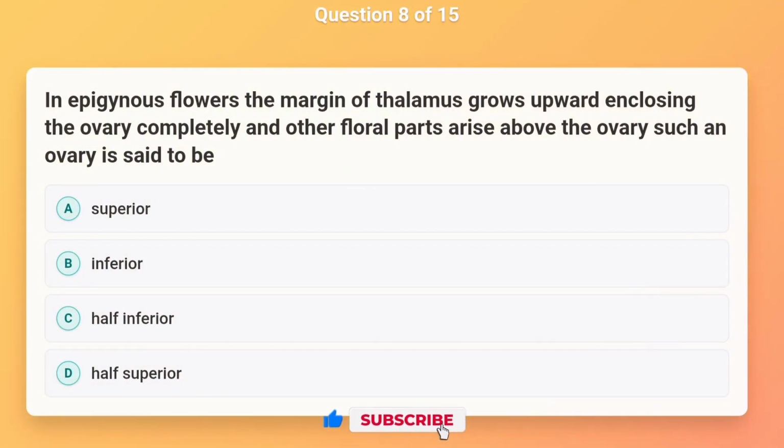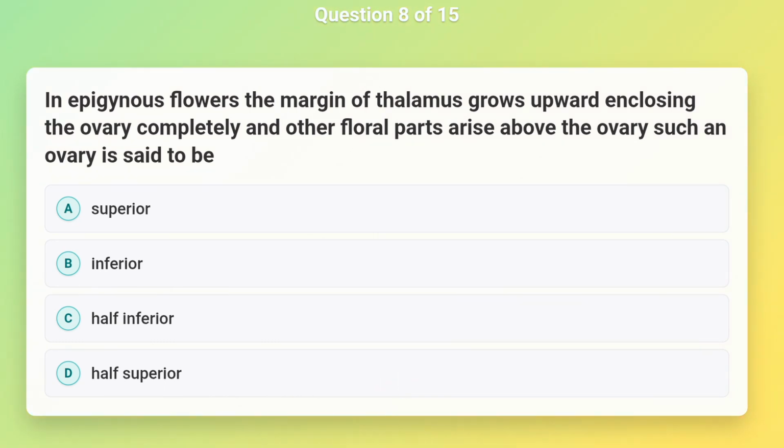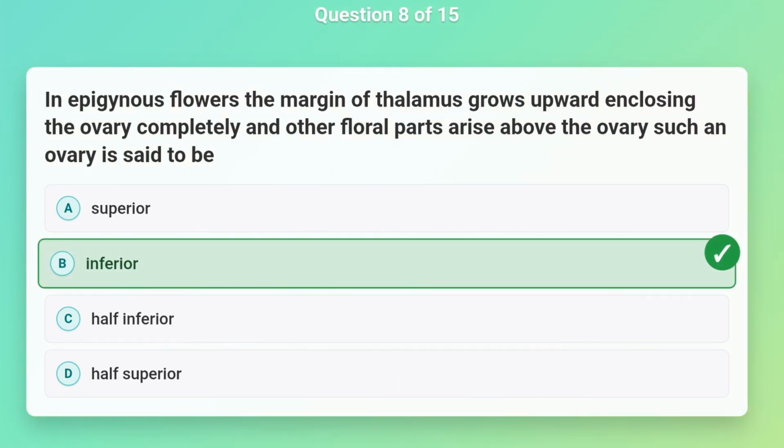In epigynous flowers, the margin of thalamus grows upward, enclosing the ovary completely, and other floral parts arise above the ovary. Such an ovary is said to be inferior.